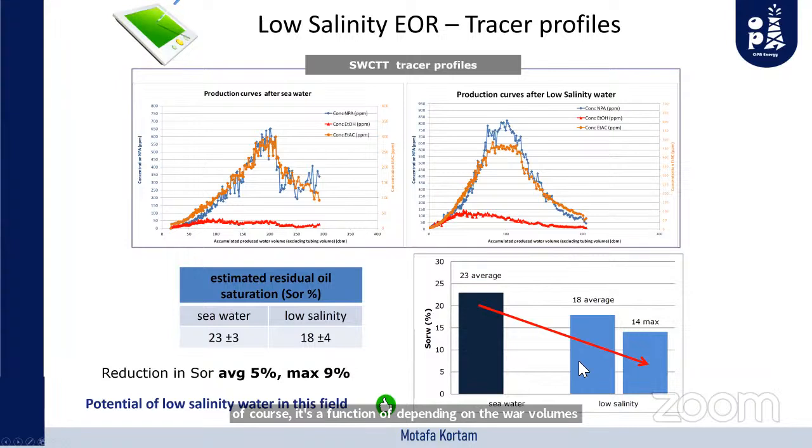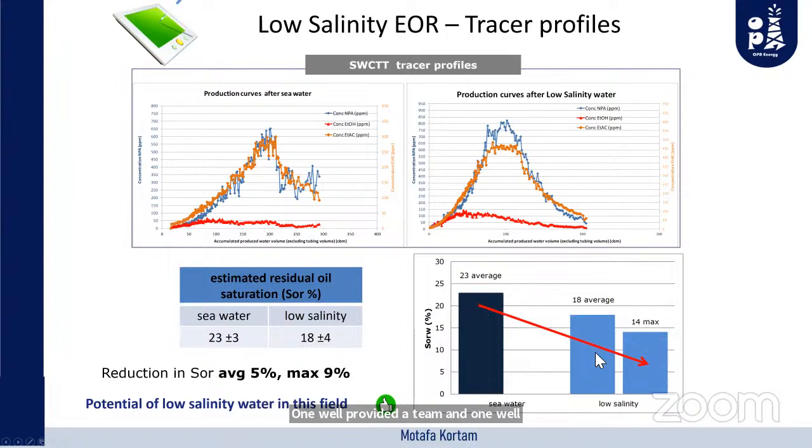Maybe someone would choose another type of tracer, so you can choose another type. As we were saying here, the seawater provided 23, and for the low salinity, one well provided 18 and one well provided 14.